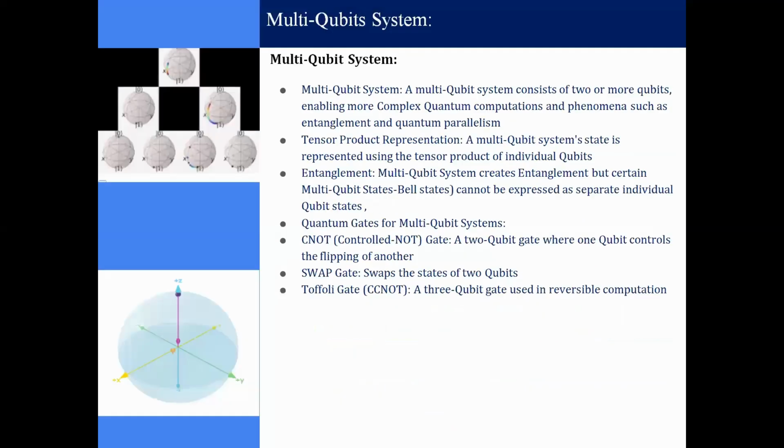And from the multi-qubit system, we discussed yesterday the multi-qubit system and the Toffoli gate, which is the CCNOT gate, a controlled-NOT gate, which needs the first 2 qubits as controllers and the third qubit as the target. It needs 3 qubits in reversible computations.